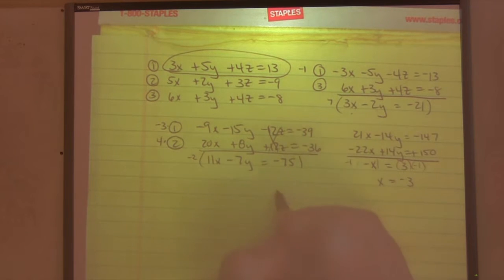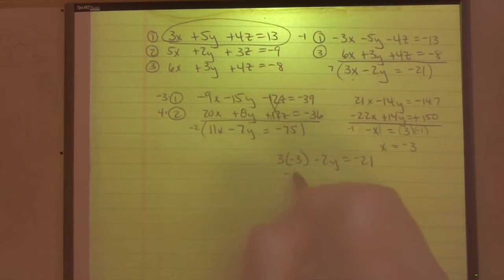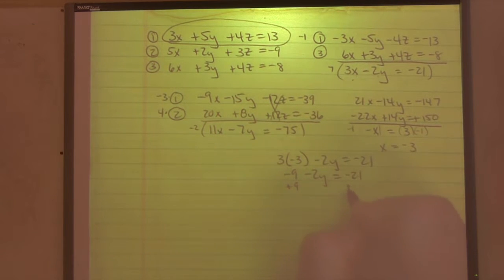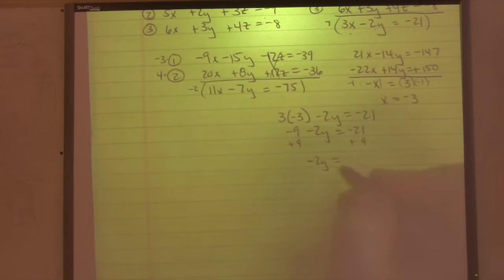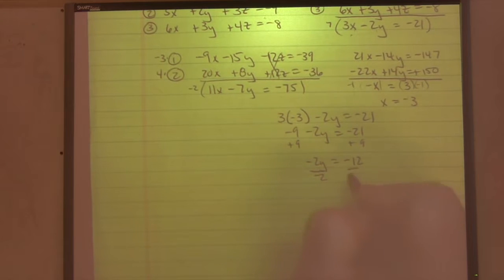I'm going to choose this one. So I take the 3, and when I come to x, I replace it with negative 3. Minus 2y equals negative 21. So 3 times negative 3 is a negative 9. Minus 2y equals negative 21. Now we got to solve for y, so I'm going to add 9 to both sides. So negative 2y equals negative 12. Divide by negative 2, and so y equals 6.